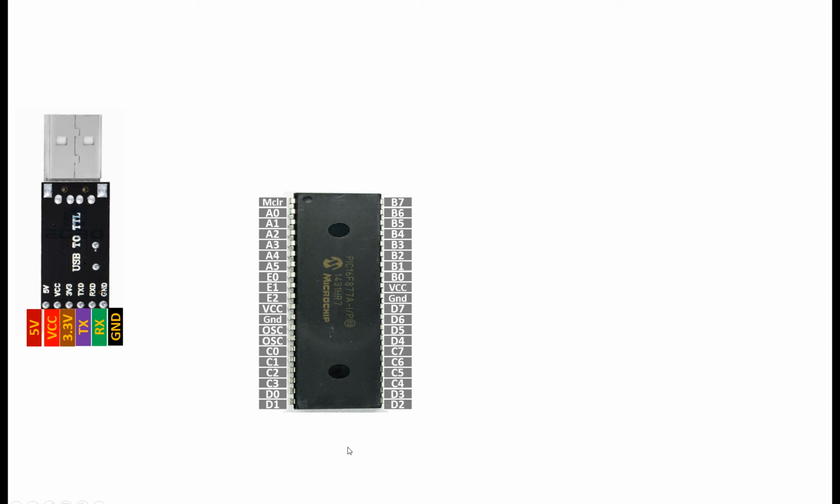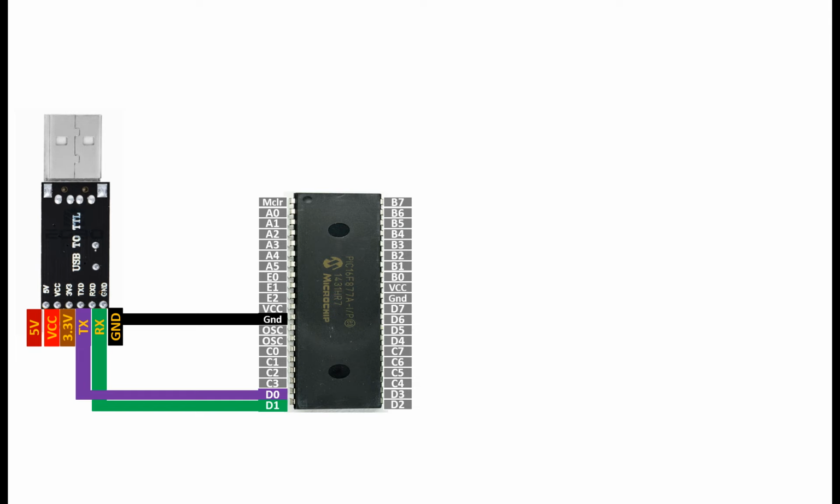So now let's connect the device. I connect the ground pin of the USB to TTL device with the ground of the PIC. Now the RX pin of the USB to TTL device will go to any pin that you select as the TX pin of your software serial. So I'm going to select pin D1 in the programming. Now the TX pin of your USB to TTL device will go to the selected RX pin of your software serial. So I'm going to set D0 as the RX pin of the software serial.